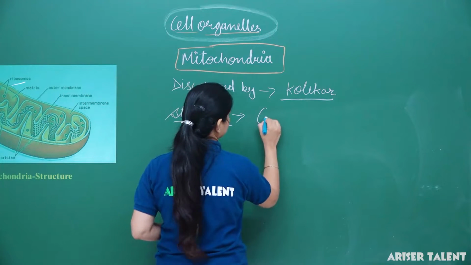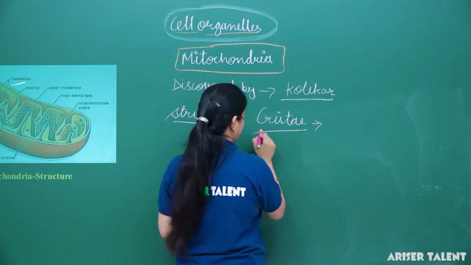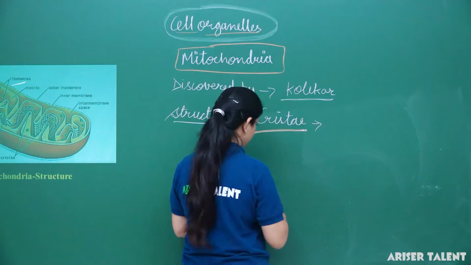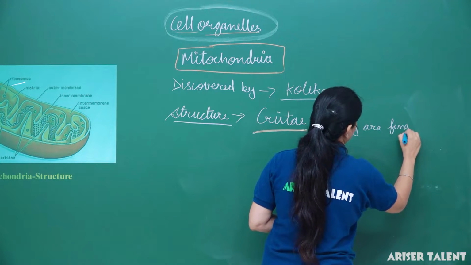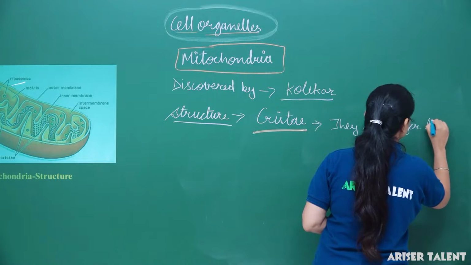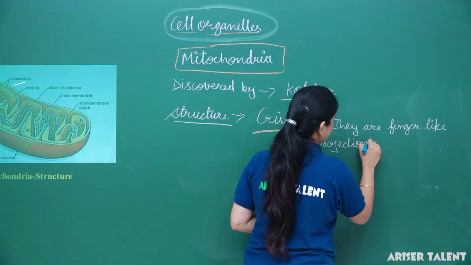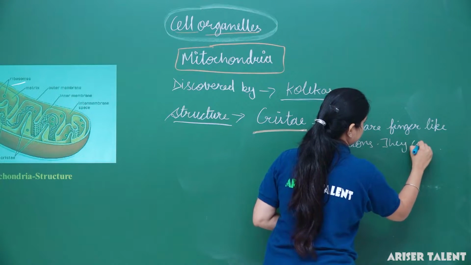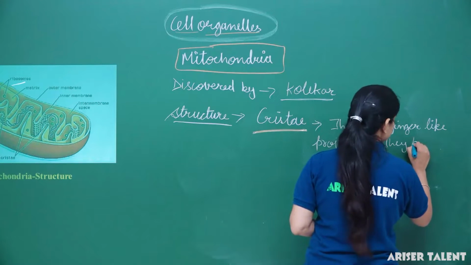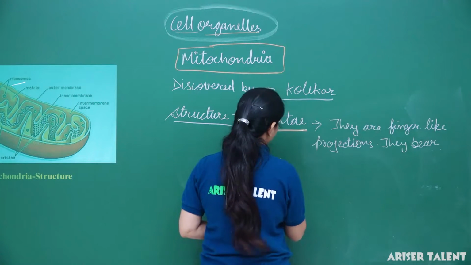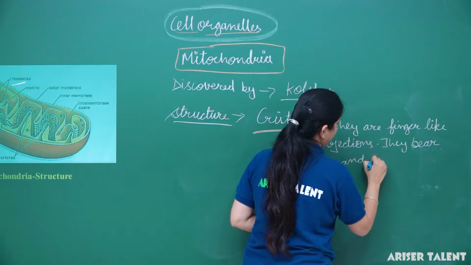Next is cristae. Generally cristae are finger-like projections. They contain, or we can say they bear, F1 particles and enzymes.